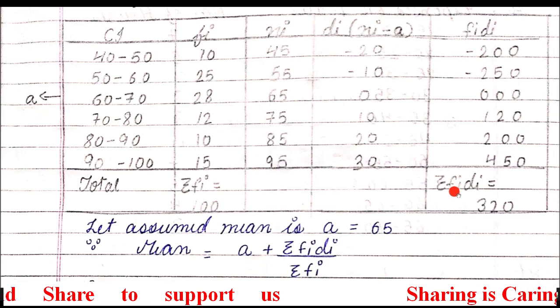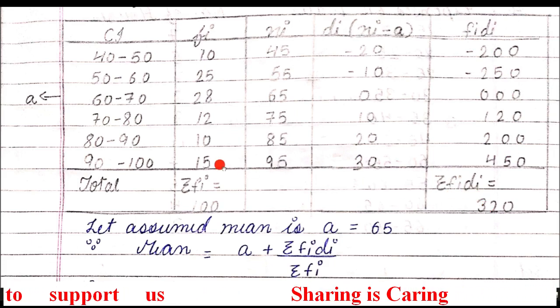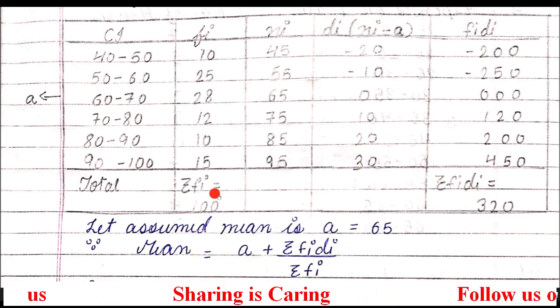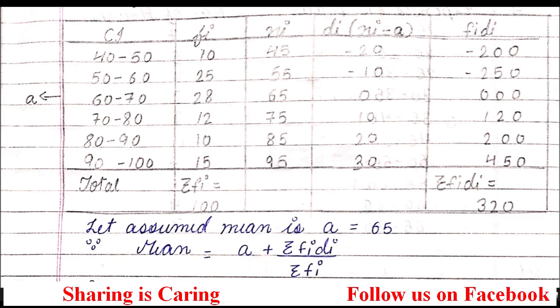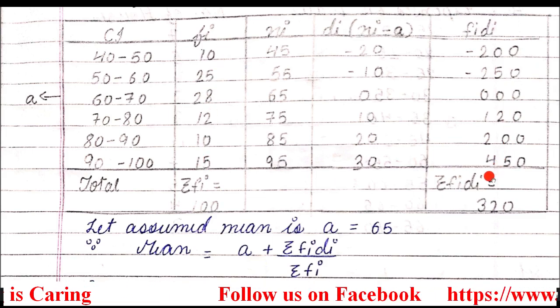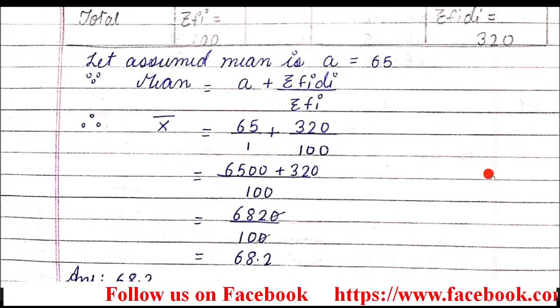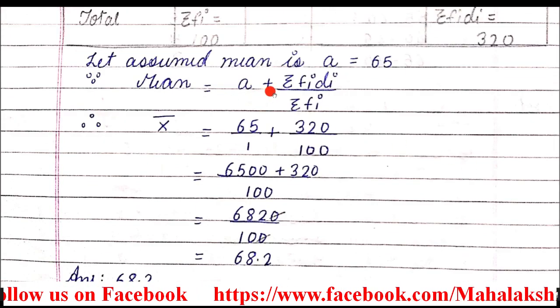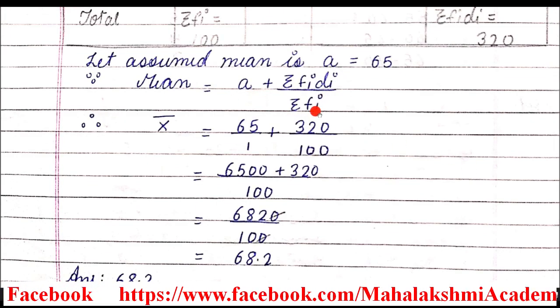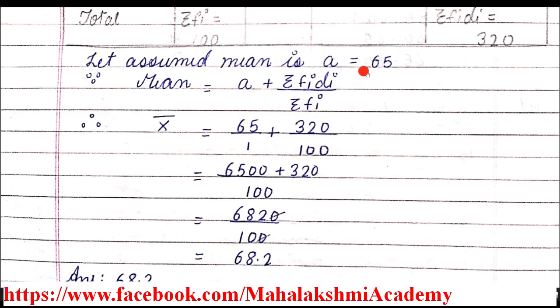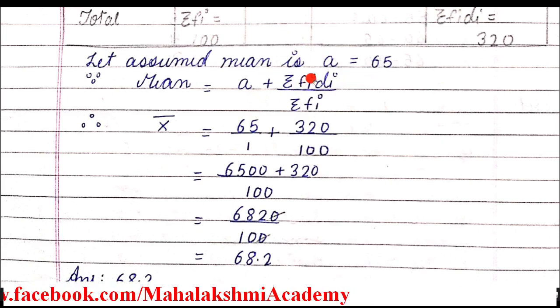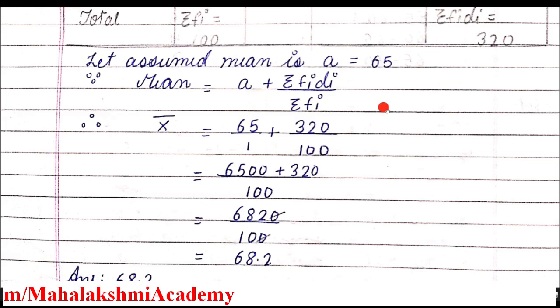Then find the summation of Fi Di and the summation of Fi. That means add all these data, and here also add all these data. Now we'll see the formula. The formula of mean is A plus sigma Fi Di upon sigma Fi. In that, put the values. A is 65. Sigma Fi Di from the table is 320.